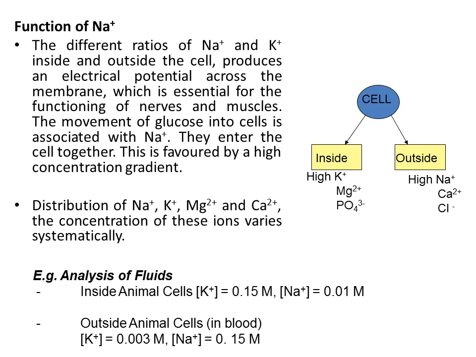So an example, if you analyze the fluids inside animal cells, you'll see that potassium is 0.15 molar, which is moles per liter, whereas sodium concentration is 0.01 molar, which is moles per liter. Outside of the animal cells paints a different picture. So for example, in the blood, potassium has a much lower concentration of 0.003 molar, and the sodium cation has 0.15 molar, so it's a much higher concentration.